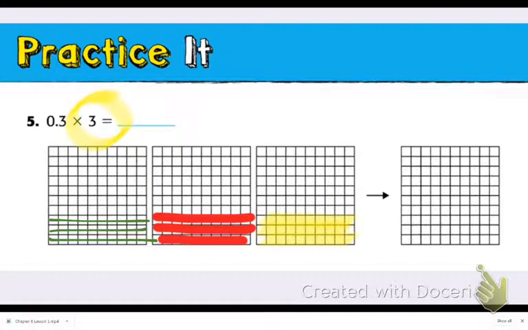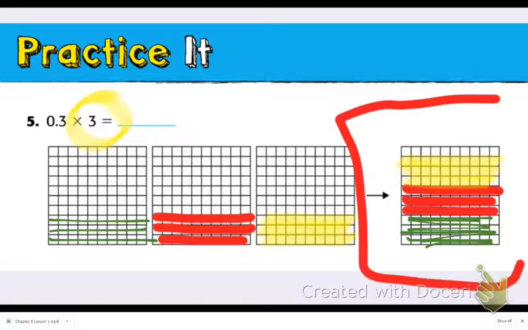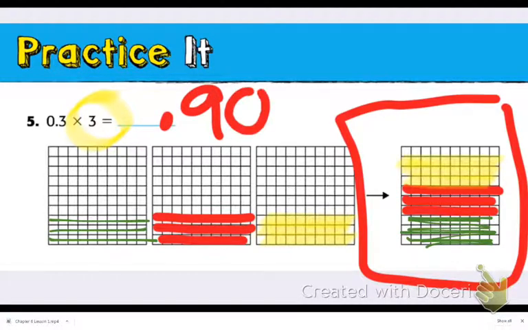Step 2, combine. 1, 2, 3 tenths. I can go ahead and do the next 3 tenths. 1, 2, 3. And 1, 2, 3 tenths. Okay, well, step 3 is to solve. How much is it when I combine 3 tenths 3 times? Well, the answer is 9 tenths, or 90 out of 100. Both would be correct. You don't have to put the 0 there. It's the same value. And it's reasonable because I can see right here that that's how much I colored.